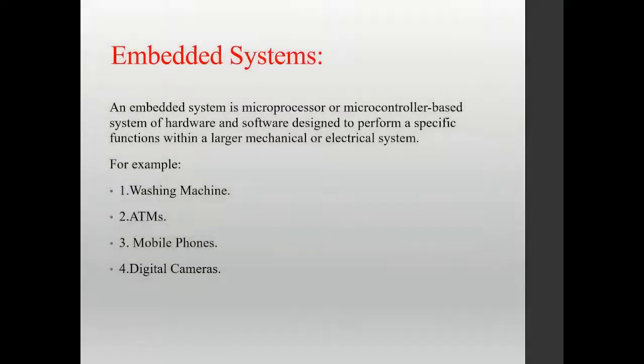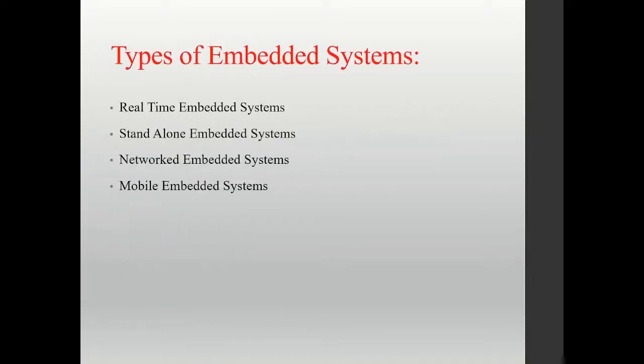First of all, what is an embedded system? An embedded system is a microcontroller or microprocessor based system which is designed to perform a specific task. A few examples of embedded systems are washing machines, ATMs, mobile phones and digital cameras. The different types of embedded systems are as follows: real-time embedded system, standalone embedded system, networked embedded system and mobile embedded system.